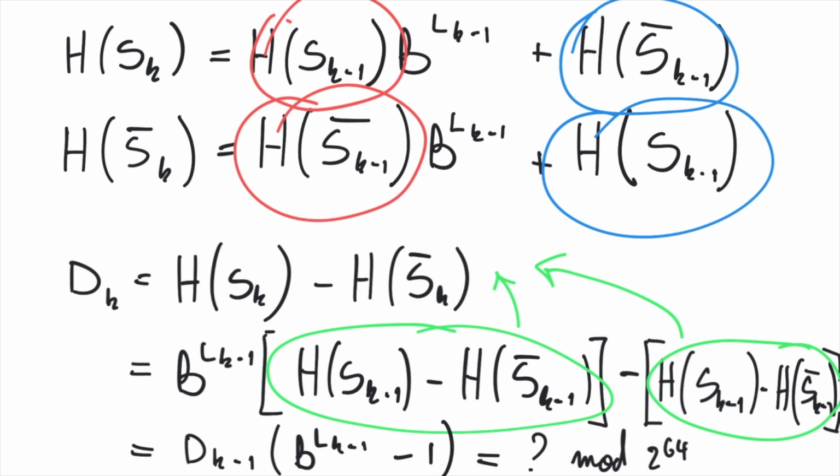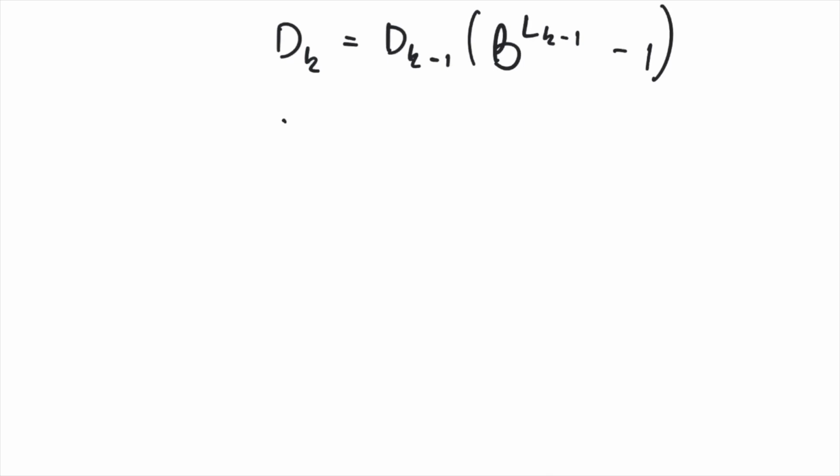As you may be already guessing, if we find that there are more than 64 factors of 2 in some d_k, then this evaluates to 0, and we have found a collision between two hashes, the hash of s_k and the hash of s_k bar. So let's proceed. We found that d_k is d_{k-1} times b^(l_{k-1}) minus 1. And we also had, from before, l_k is 2^k. So let's start counting powers of 2 in this expression.